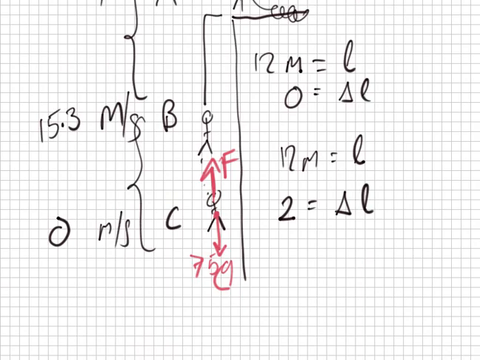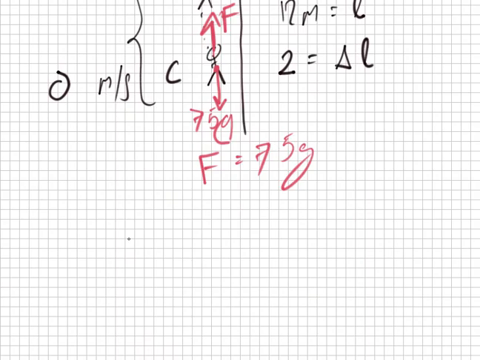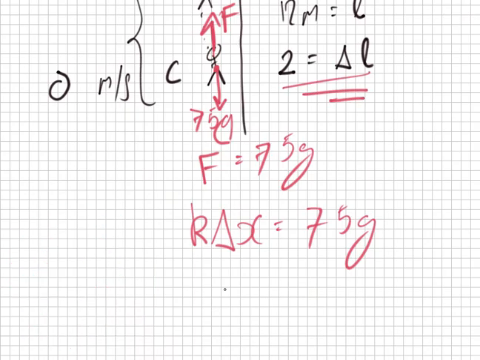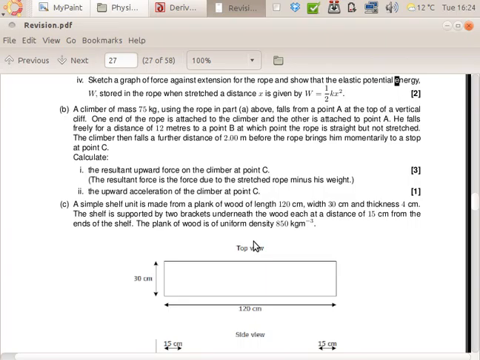So I get F equals 75G. Yes? Then you get K delta X equals 75G. Now do we know the delta X? We do. It's 2. So I can use this to get the K. So I got K is 367.9. That's the K. So I have the K now. Now let's see what I was looking for. I'm looking for the resultant upward force on the climber at point C.